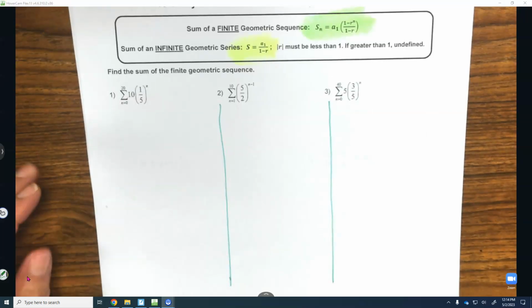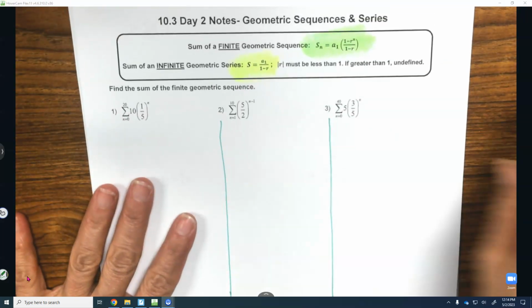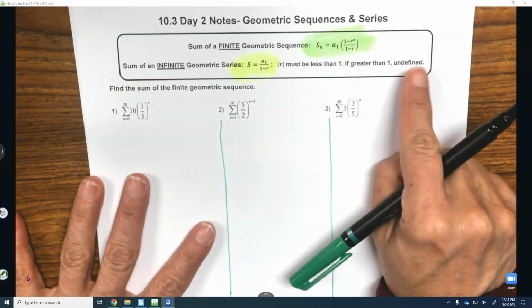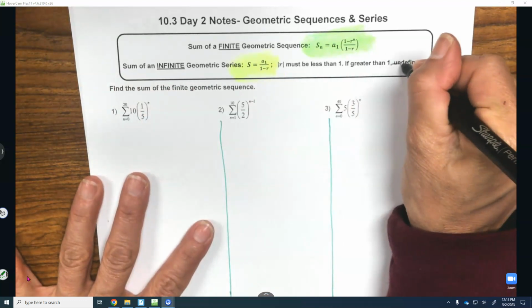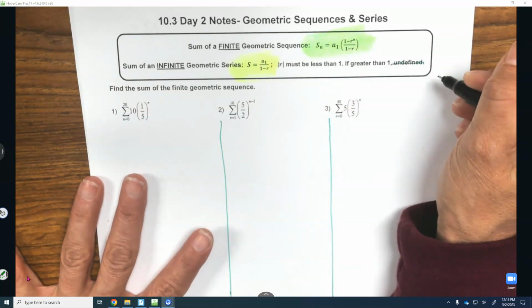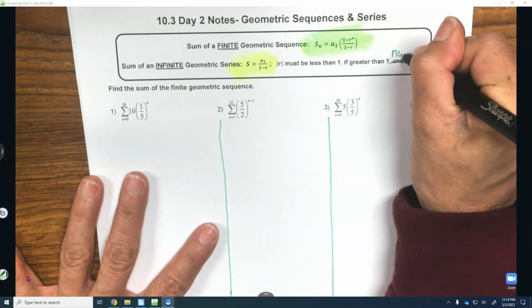Remember, you're going to have a mini quiz on this tomorrow. So, guys, you have a typo right here. Can you please cross out where it says undefined and write no sum?